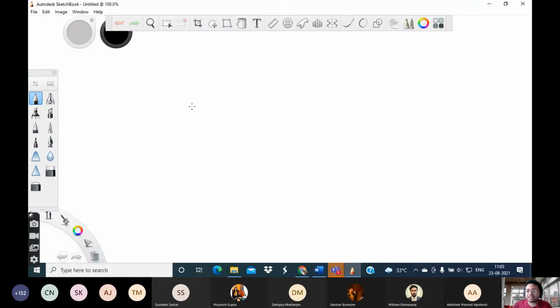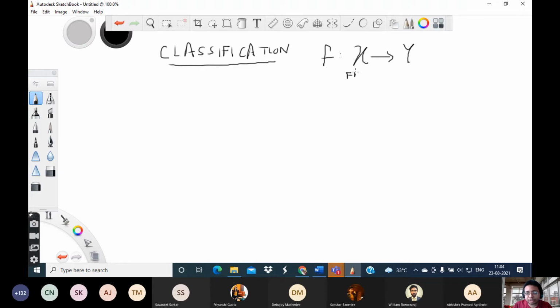So if you remember, last week we discussed this concept of classification, right? So what is classification? Classification, as we said, is basically defining a function f which will map us from the feature space, which we denote by this curly X, to what we called the label space, which we denote by this curly Y. Okay, so this is the feature space, and this is the label space.